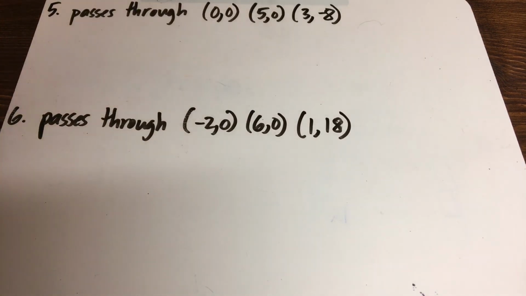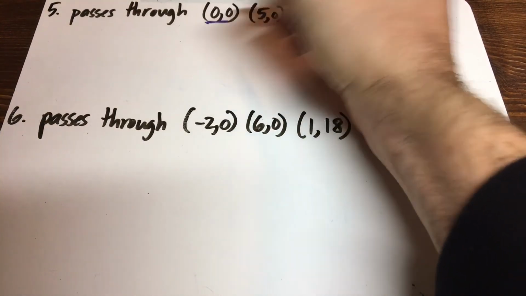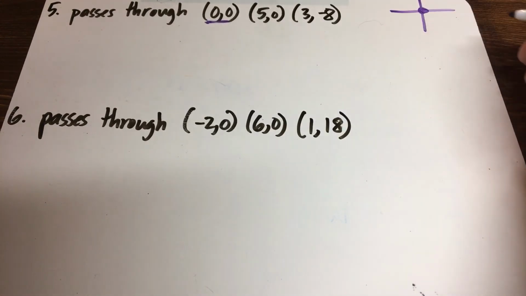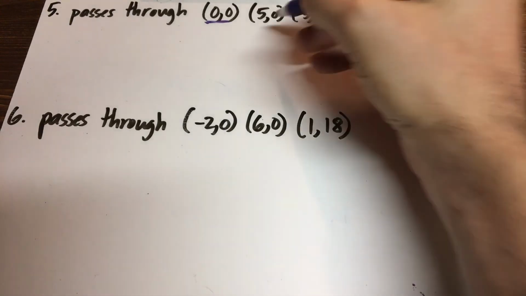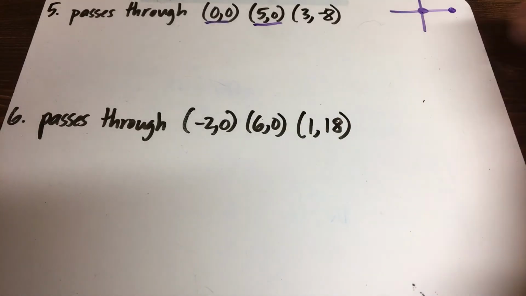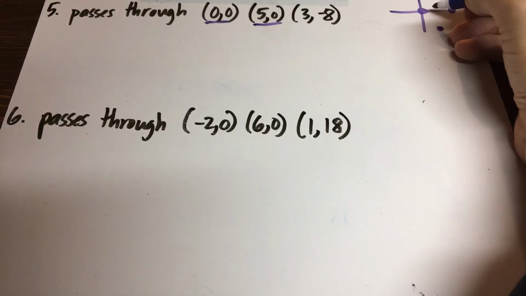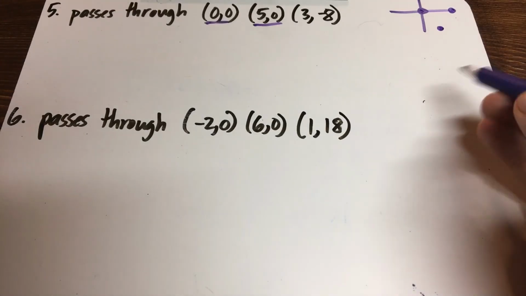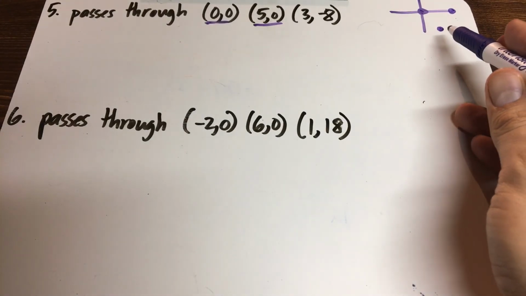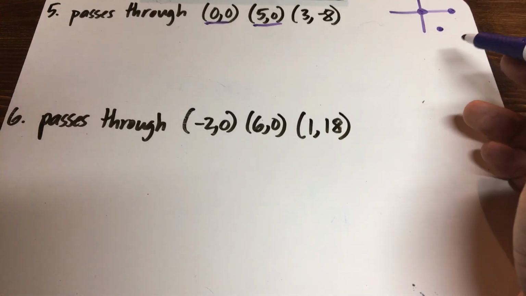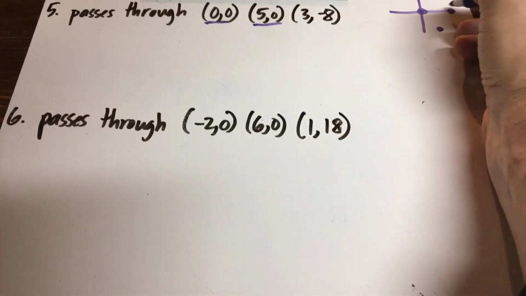Now, on number 5, they've given me this, which is a point on the x-axis, right? Think about that. 0, 0 is right there. It's on the x-axis. They've given you the point 5, 0. If you think about where that is, that's right there. And then they've given me 3, negative 8. So they've given me 2 intercepts, and then a third point on the graph somewhere. It could be the vertex. I don't really know if it is for sure, but it might be. But what they've definitely given us is 2 intercepts.